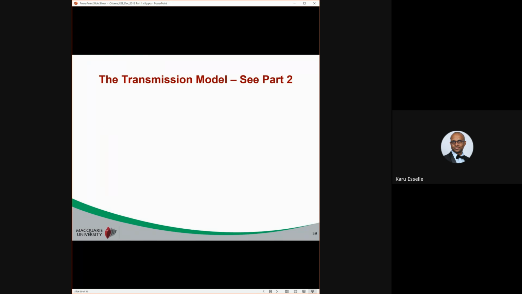Now I will switch to the other slides, to explain how you can use the other model, that is the transmission model. The transmission model to design resonant cavity antennas.